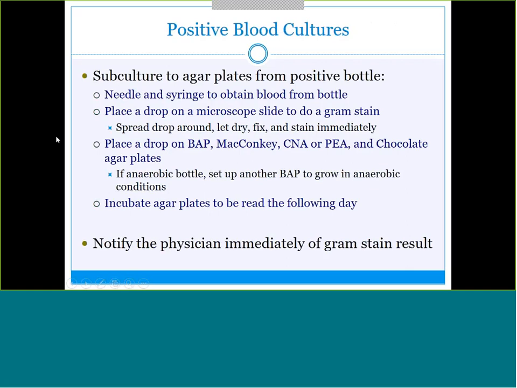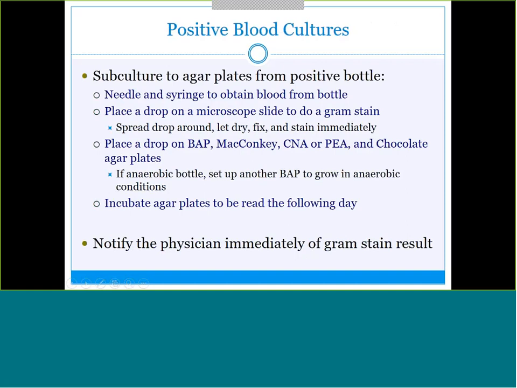So what we do is, first and foremost, we gram stain the blood. And we're going to tell the physician immediately what we see in the gram stain. Because if we see gram-positive cocci in that gram stain, the physician knows to make sure that the patient is on an antibiotic that works for gram-positive cocci, that kind of deal. So it kind of already gives them a little insight into what antibiotic the patient should be on based on the gram stain results alone.